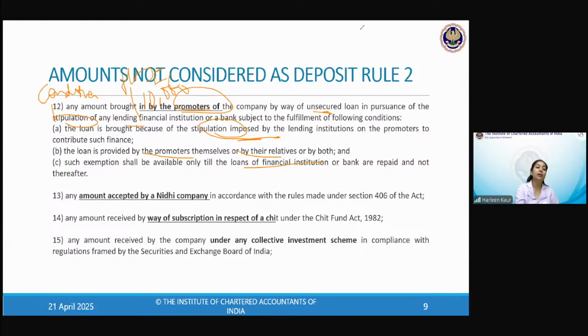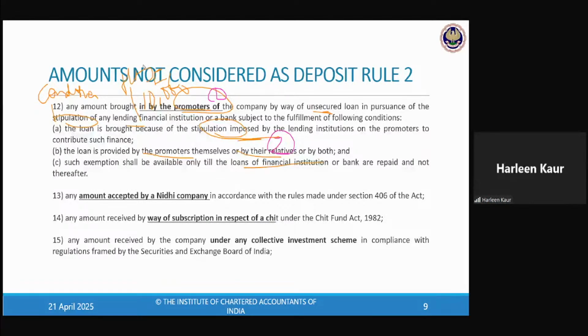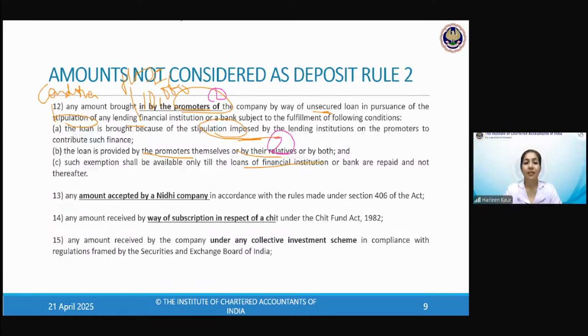So what are the conditions over here? Number one condition, who is giving the money? Promoters are giving. Are the relatives also included? Yes, ma'am, or no, ma'am? Are the relatives included? Definitely. Promoters and relatives both are included.